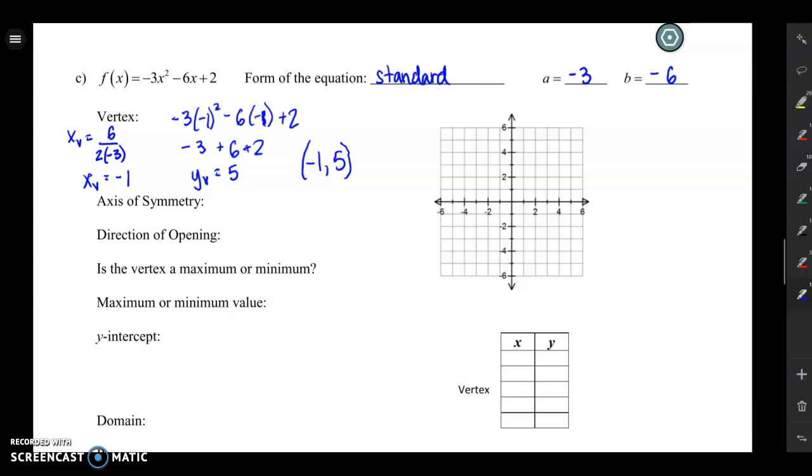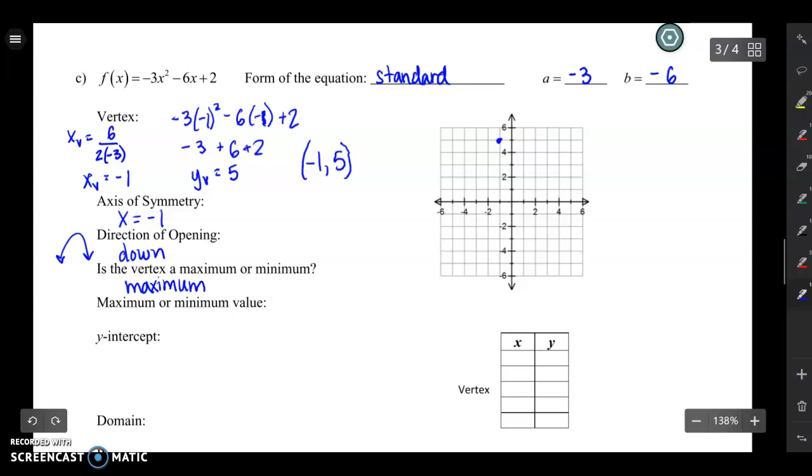Okay, so I can plot that on my graph. Some people like to graph as they go. Some people like to fill in all the information and then graph. Whatever works for you. Okay. My axis of symmetry is always just x equals the x coordinate of my vertex. Direction of opening. In this case, since A is negative, my graph's going to open down, so it's going to look something like this. Since it's opening down, it means that my vertex is the maximum value. It's the biggest value that my equation is going to hit.